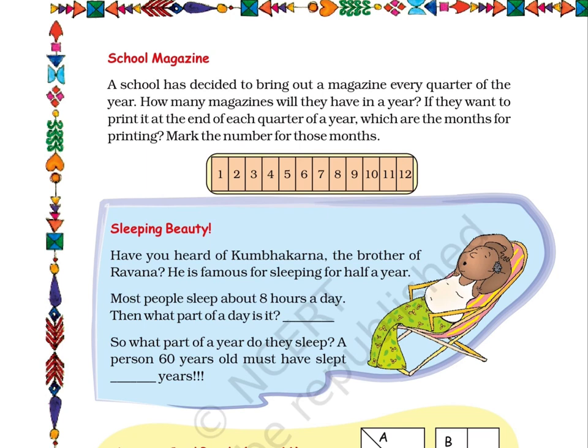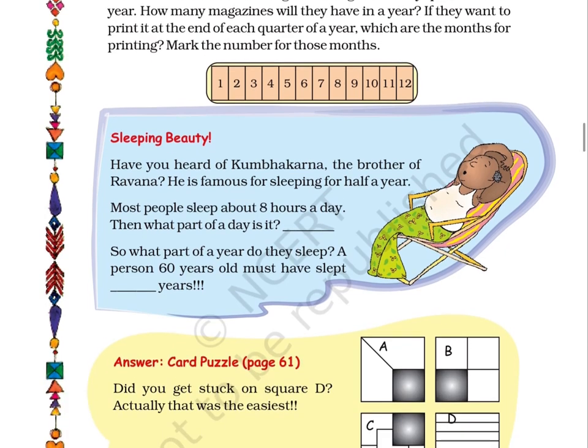Sleeping Beauty. Have you heard of Kumbhakarna, the brother of Ravana? He is famous for sleeping for half a year. Most people sleep about 8 hours a day. Then what part of a day is it? So what part of a year do they sleep? A person 60 years old must have slept years.